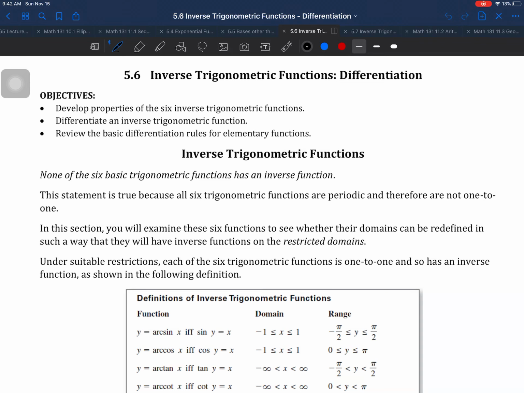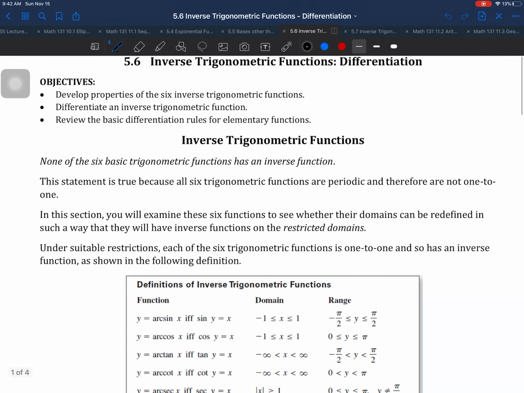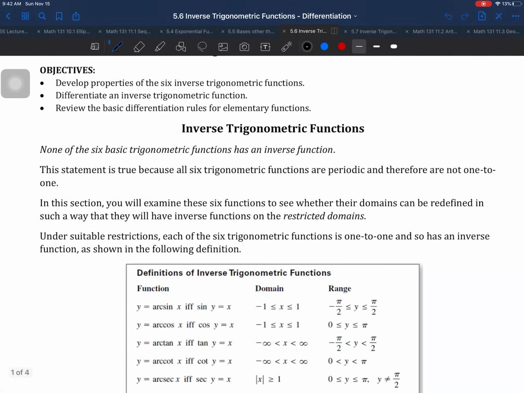Right. So none of the six basic trig functions have an inverse function. That's actually a true statement, because all six trig functions are periodic and therefore are not one-to-one. They fail the horizontal line test.